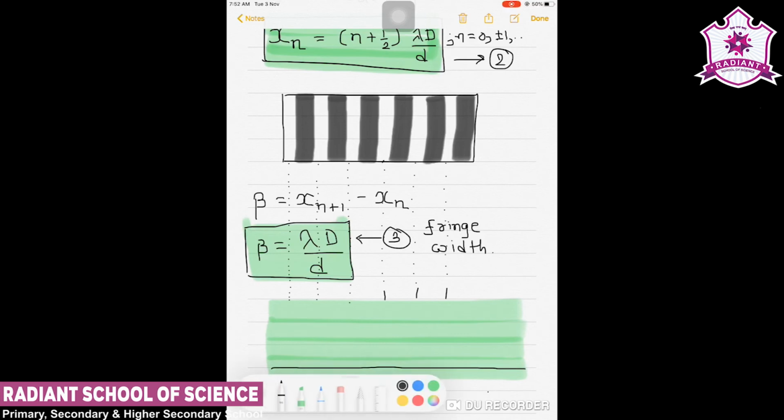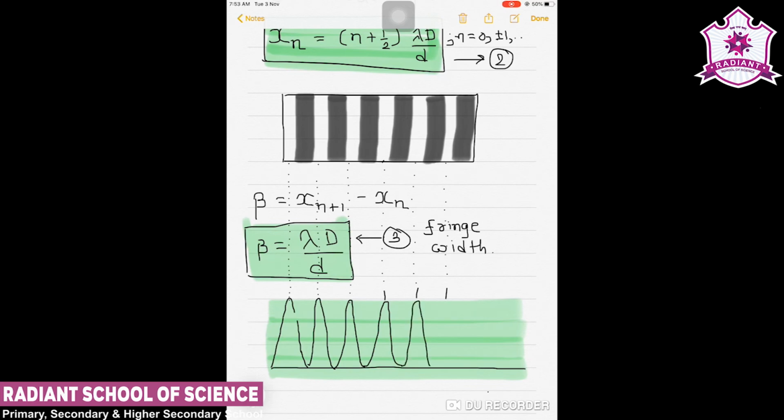So here we find the maximum intensity at this point, then again we have maximum intensities at the next points, repeating in the same way. So this is in terms of Young's experiment.